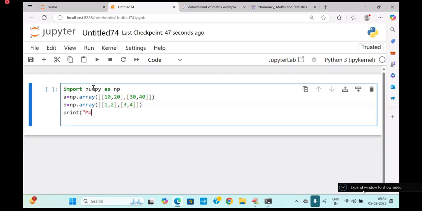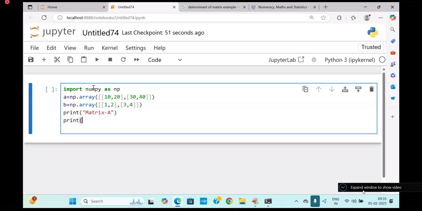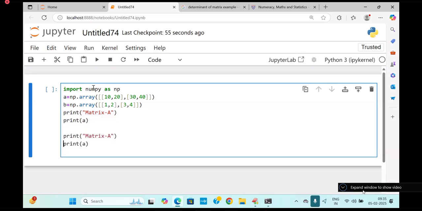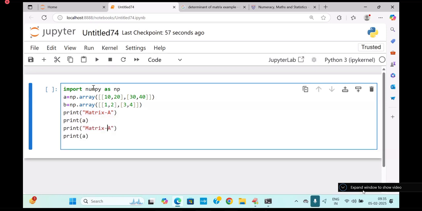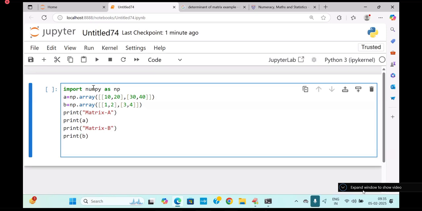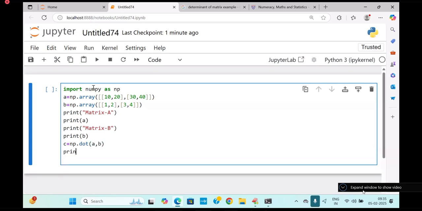Now I'm going to write it. Matrix A, print of A. Matrix B, print of B. Then C is equal to what? np.dot of A comma B, and print of C.